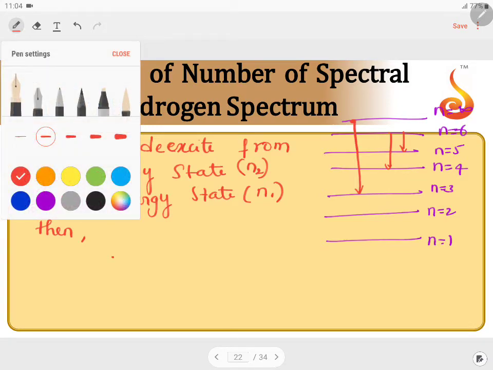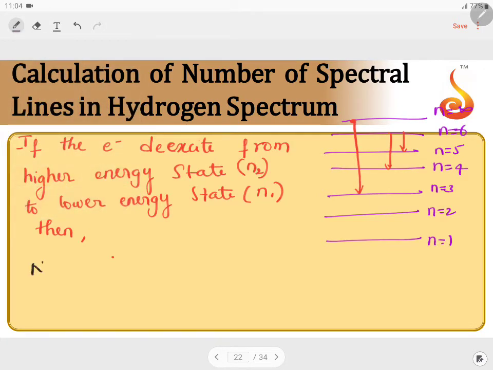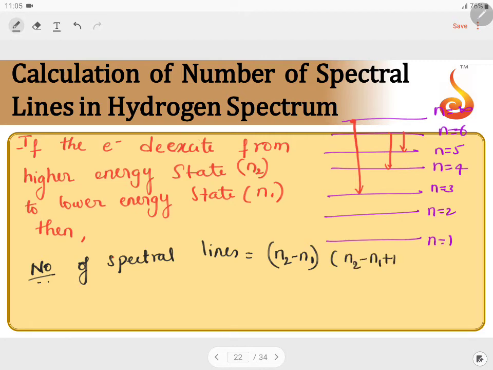Then there is a formula: the number of spectral lines is equal to (n2 minus n1) into (n2 minus n1 plus 1), the whole thing divided by 2. What is n2? n2 is the excited state number, and n1 is nothing but the lower energy state. So these two formulas you need to be familiar with.